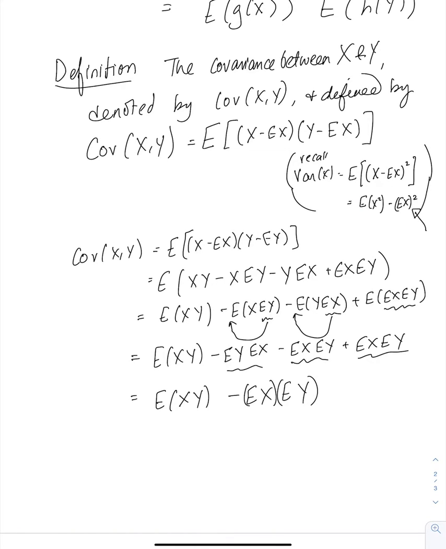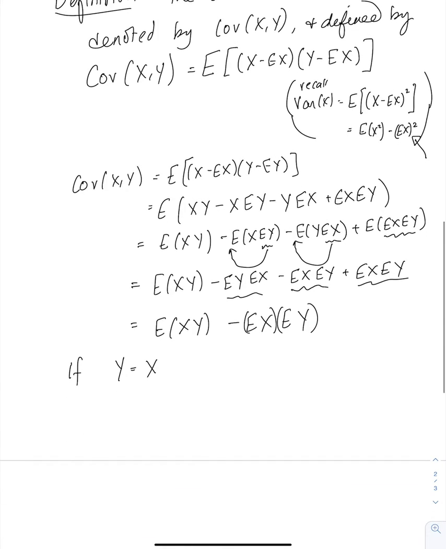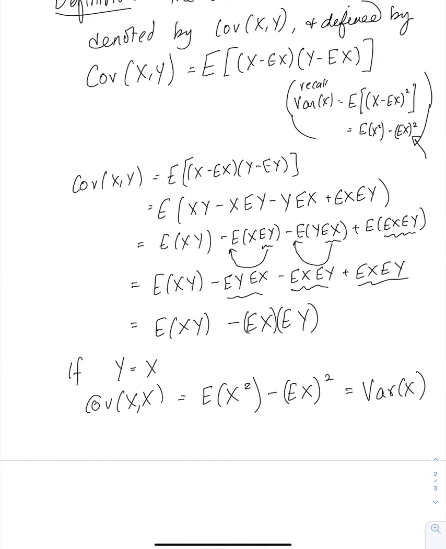variance with the squares. And in fact, if you take y to be equal to x, what do you get? You get covariance of x and x will be what? It is expectation of x times y, or x times x, it's x squared, minus expectation of x times expectation of x, squared. So this is in fact the variance of x. That is one of the results that you have. The covariance of x times x is the variance of x.